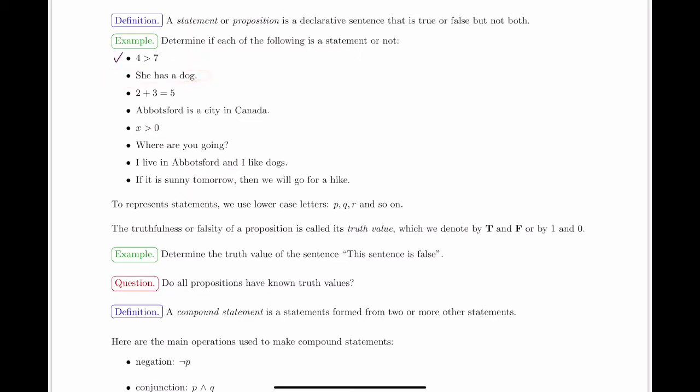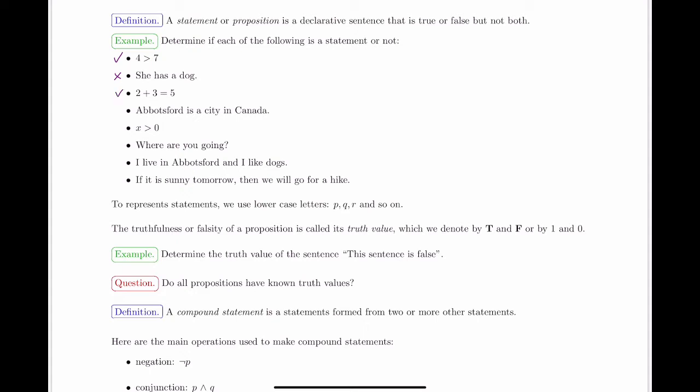She has a dog. It is a declarative sentence, but can we determine whether it's true or false? Well, it depends on who she is. If she is I, then yes, I have a dog. But if she is somebody else that doesn't have a pet dog, then that will be false. Therefore, for this particular sentence, we cannot decide whether it's true or false, which means that it is not, in fact, a proposition. 2 plus 3 equals 5. It's certainly a declarative sentence, and it's certainly, in the integer arithmetic, true, which makes this a proposition.